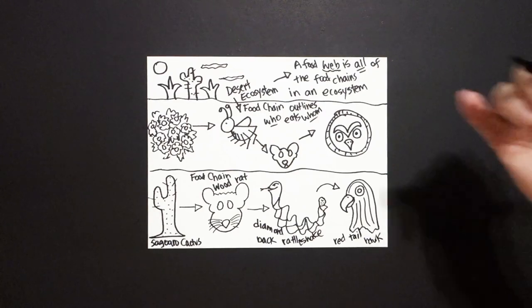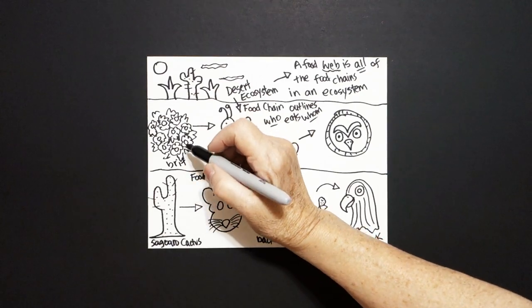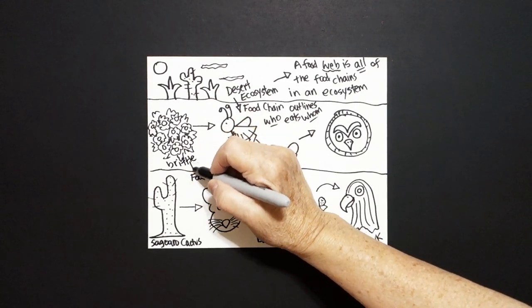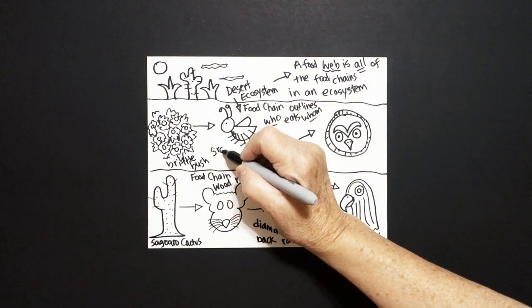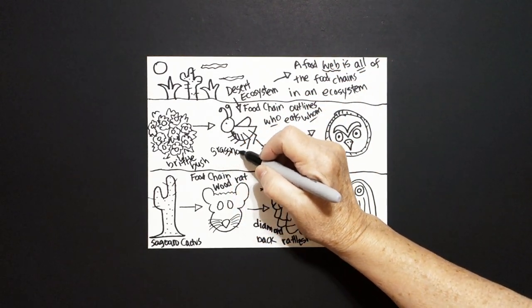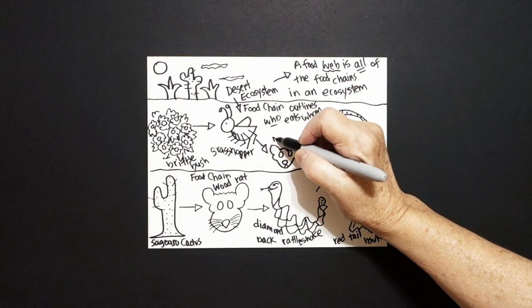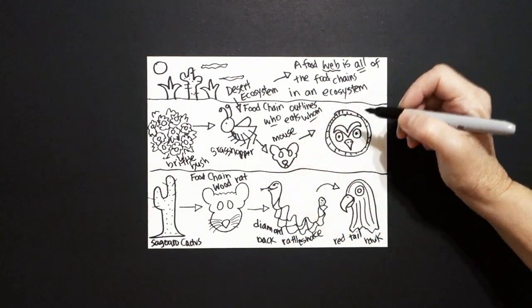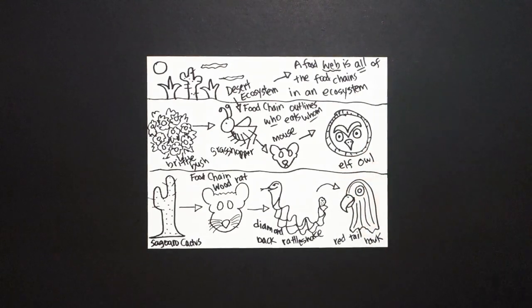Okay? Up here, this is a brittle bush. Brittle bush is all flowers, which goes up to the grasshopper, which goes to the mouse, which ultimately goes to the elf owl. Okay, that's a lot of writing. Pause it, copy it. Now we're ready to color.